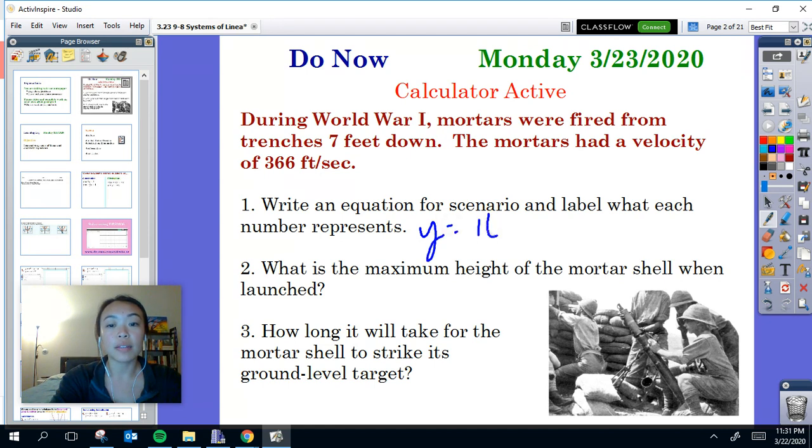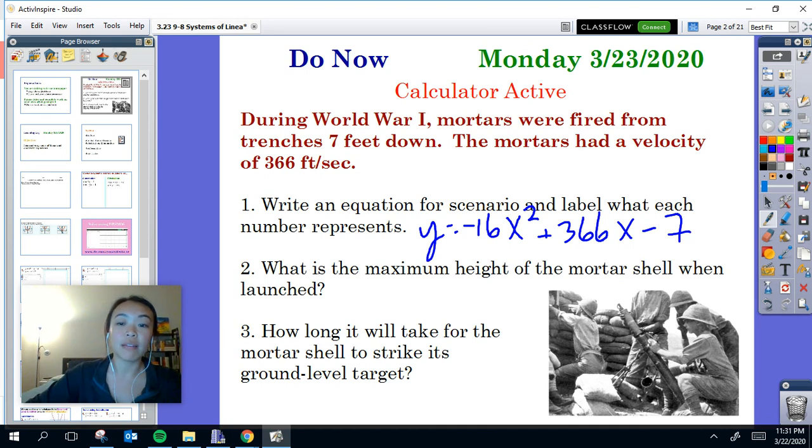y equals negative 16x to the second power. We know that's gravity. Initial speed goes next, 366x, and then because it's 7 feet down, the starting height would be -7. The maximum height of the mortar shell, we can do this all on Desmos.